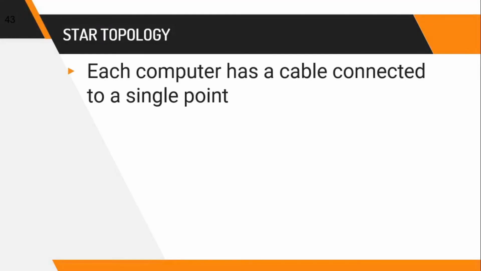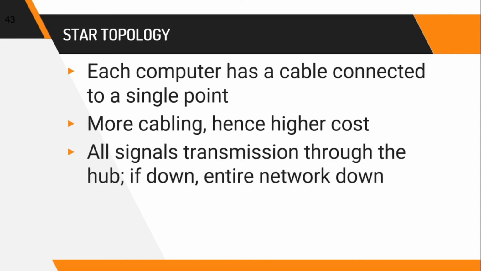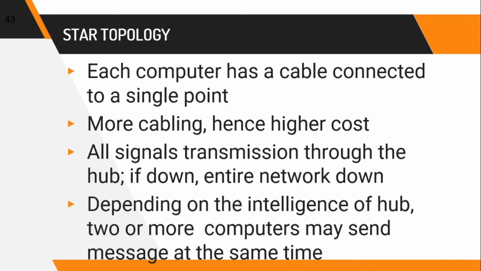Star topology. Each computer has a cable connected to a single point. More cabling means higher cost. All signals transmission through the hub. If down, entire network is also down. Depending on the intelligence of the hub, two or more computers may send messages at the same time.